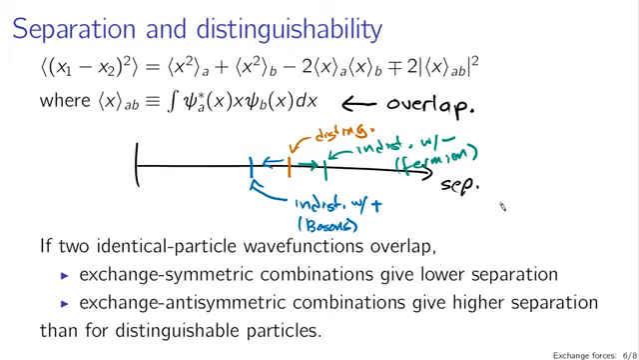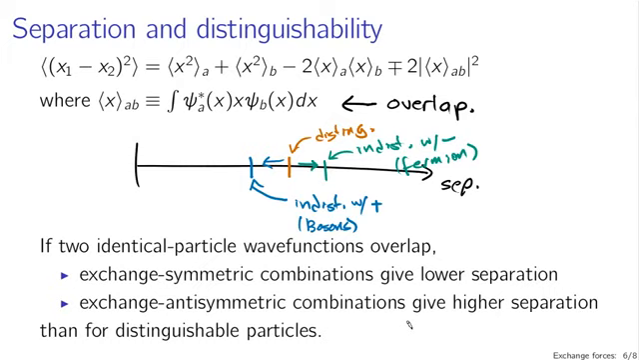But the essence of this is that if two identical particle wave functions overlap, the exchange symmetric combination gives, on average, a lower separation between the two particles, whereas the exchange antisymmetric combination, the one with the minus sign that gives you minus psi when you exchange the particles, gives a higher separation. And these are lower and higher compared to the case for distinguishable particles. This makes it look like there's actually some force between these two particles that has to do with whether our combination is exchange symmetric or exchange antisymmetric. This is why it's called an exchange force.